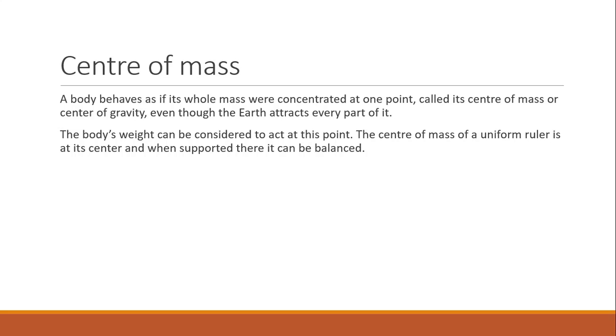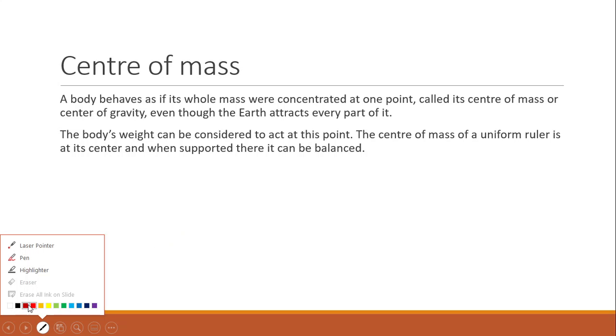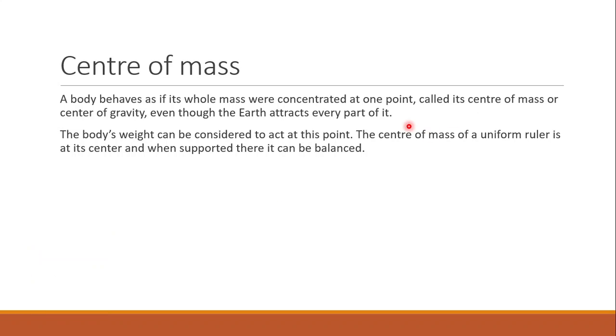So, the body's weight can be considered to act at this point. The center of mass of a uniform ruler is at its center, and when supported there, it can be balanced. This is a very important experiment, or technique, to find out where the center of mass of an object is. The center of mass of a uniform ruler is at its center. Now, the important word over here is uniform. We can only say that its center is right in the middle if and only if the ruler that we are considering has uniformity, or an even distribution.